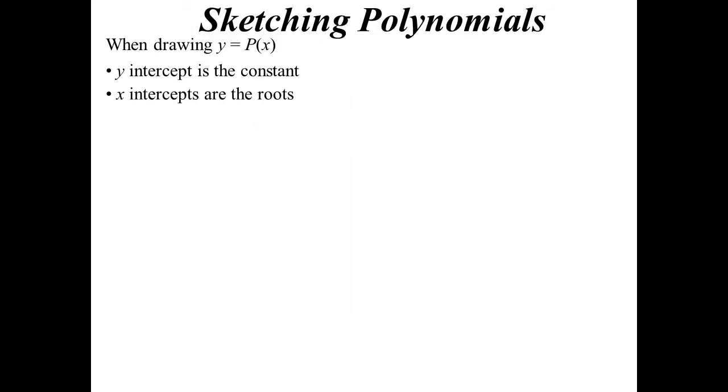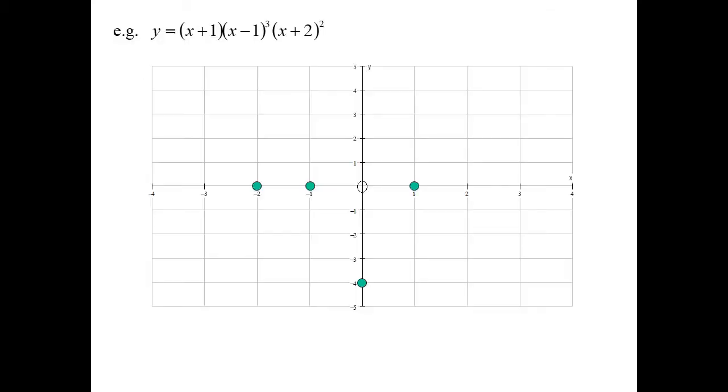Now, the x-intercepts are the roots, which is handy because this one's already factorised. So we know they'll be at -1, 1, and -2.